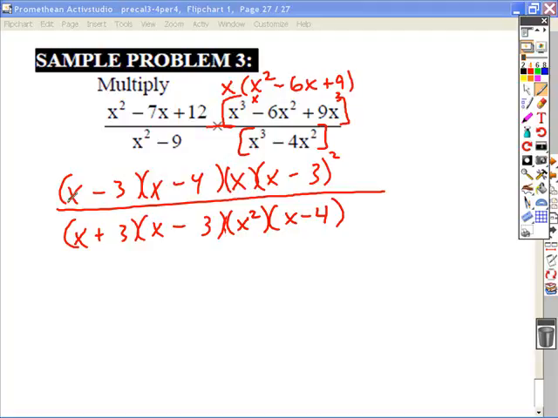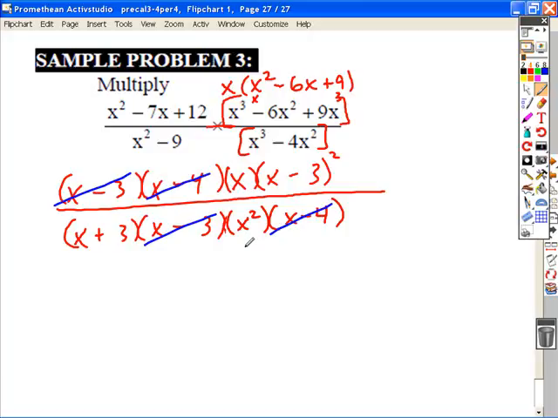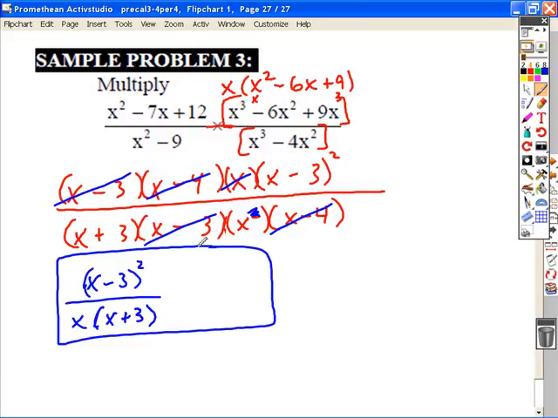So now we look to cancel any common factors. So the x minus 3's cancel, x minus 4's cancel, this x cancels with one of these. Nothing else cancels. So we get along our top just an x minus 3 squared. And in the denominator we have an x, we have an x plus 3, and those are all of our factors. So here's our simplified form. You don't need to and you shouldn't put it into a polynomial form, just leave it as factors.